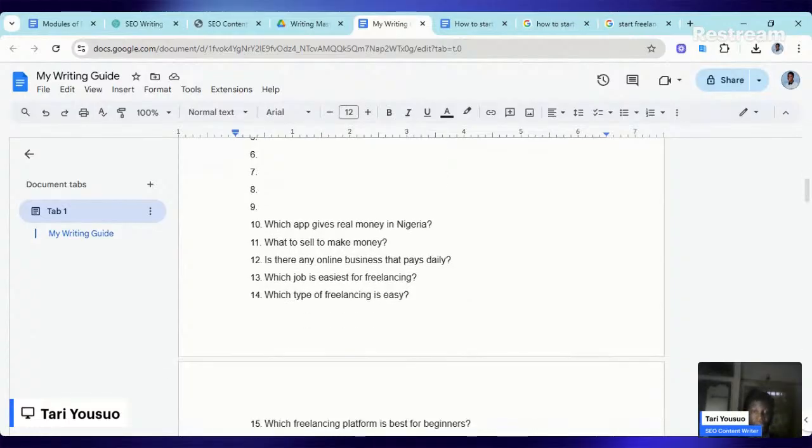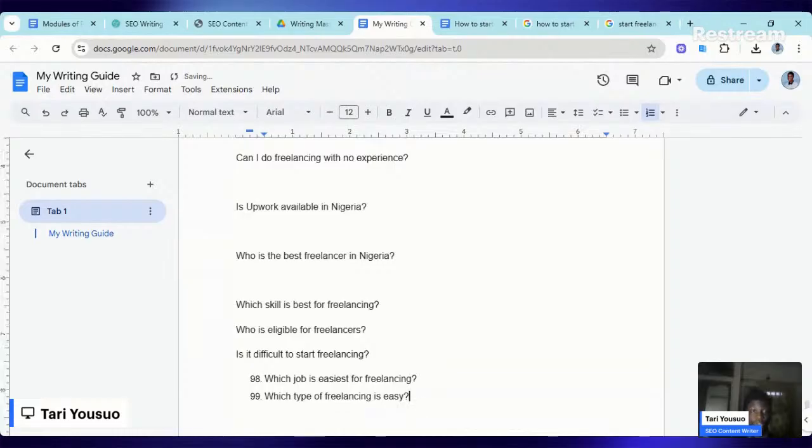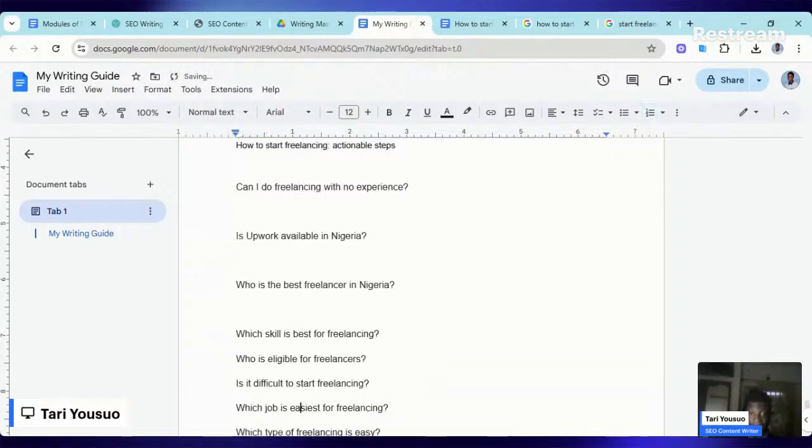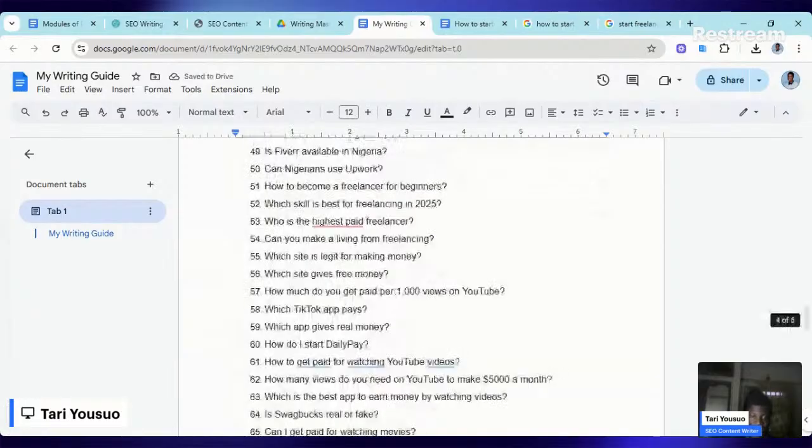Then, which job is easier for freelancing? Which type of freelancing is it? Basically, these two questions are the same and they are also similar to these other questions. Is it difficult to start? So this is me just curating the questions. Eventually, you see how I would flesh out an article-worthy outline from the questions I have selected.